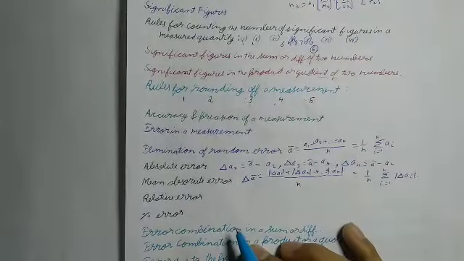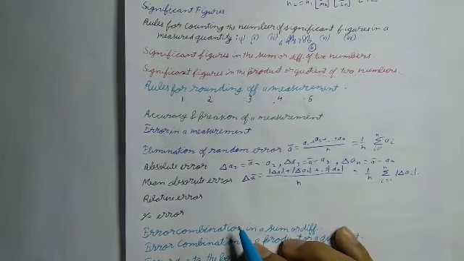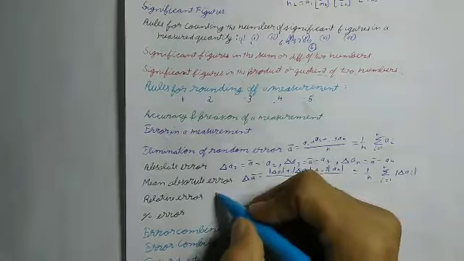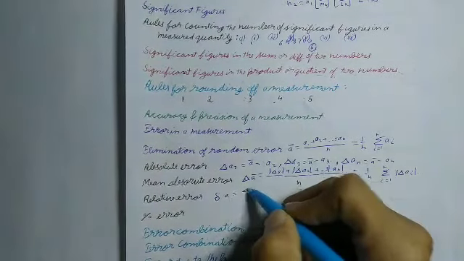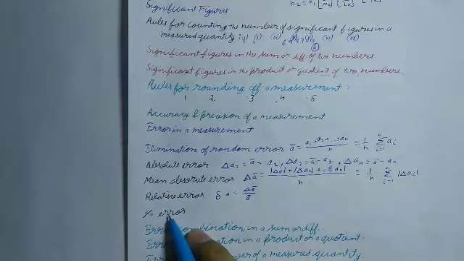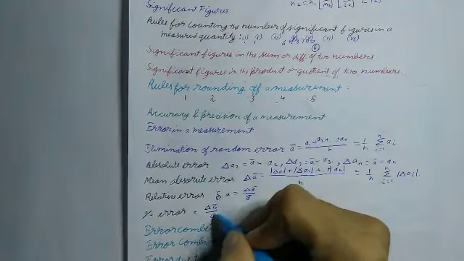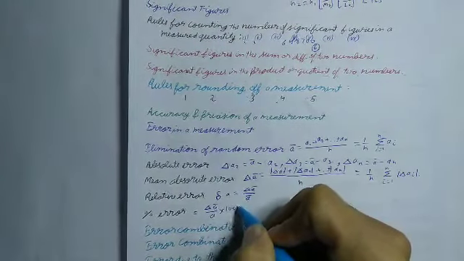Now, relative error. It is the ratio of the mean absolute error to the true value. Now, percentage error. The relative error expressed in percent is called percentage error. Percentage error is equal to delta a mean upon A into 100%.